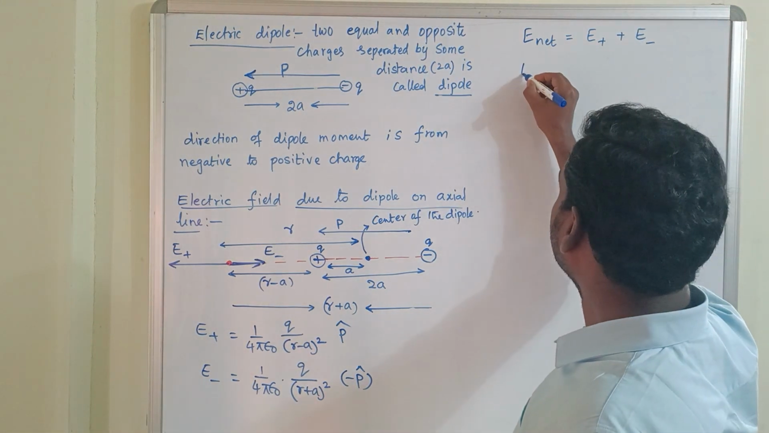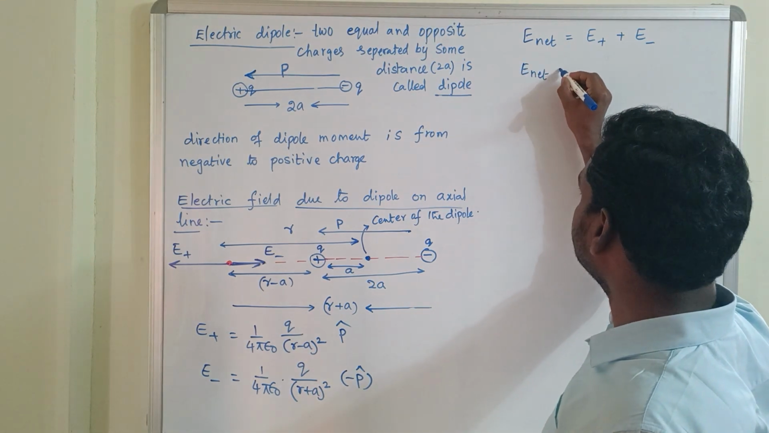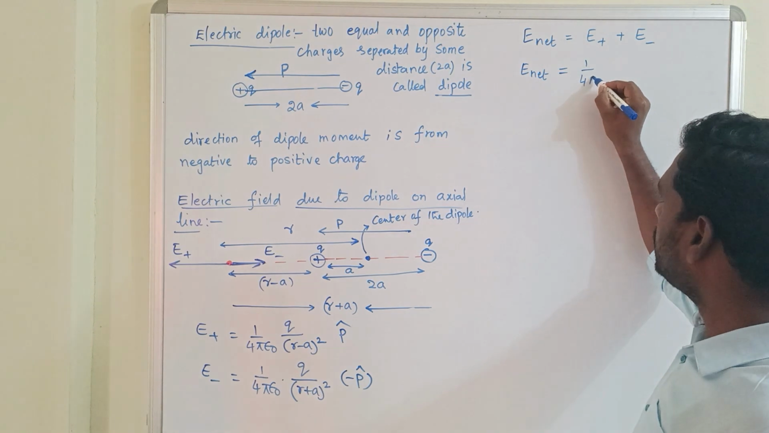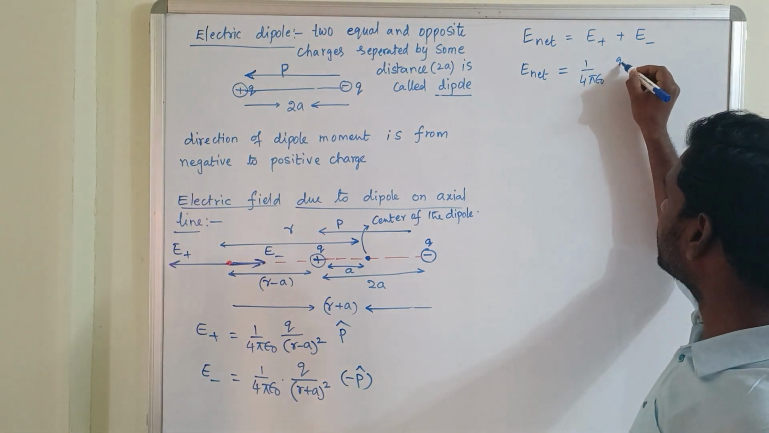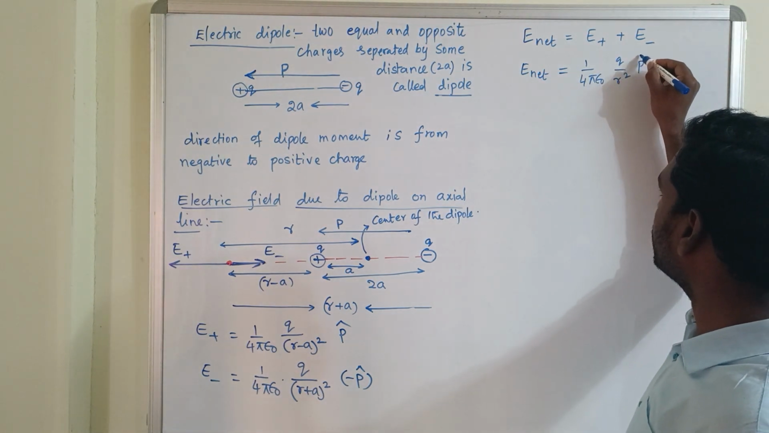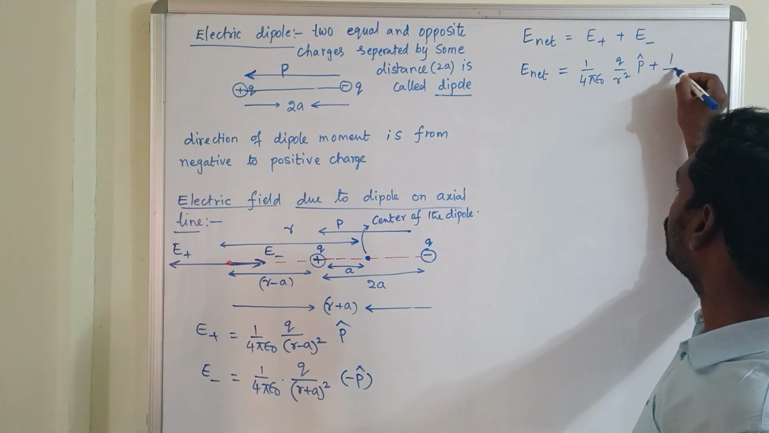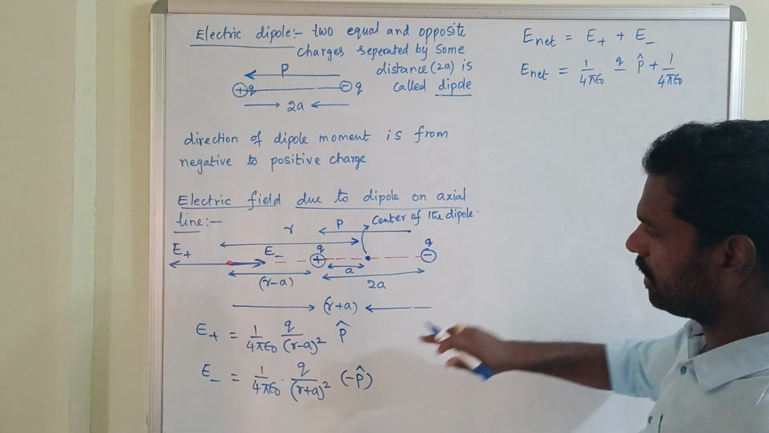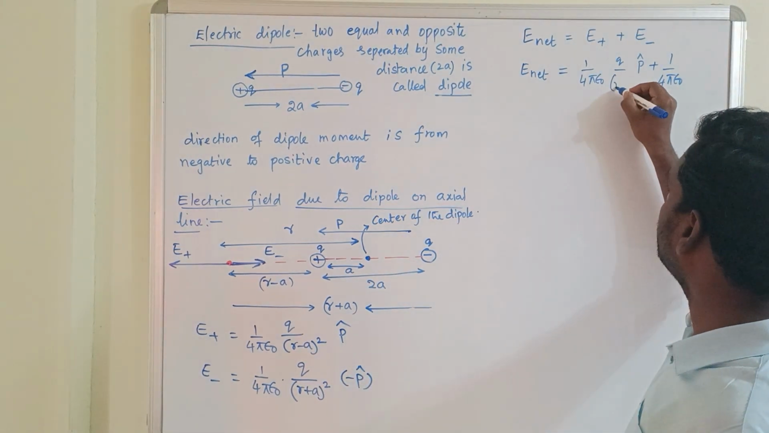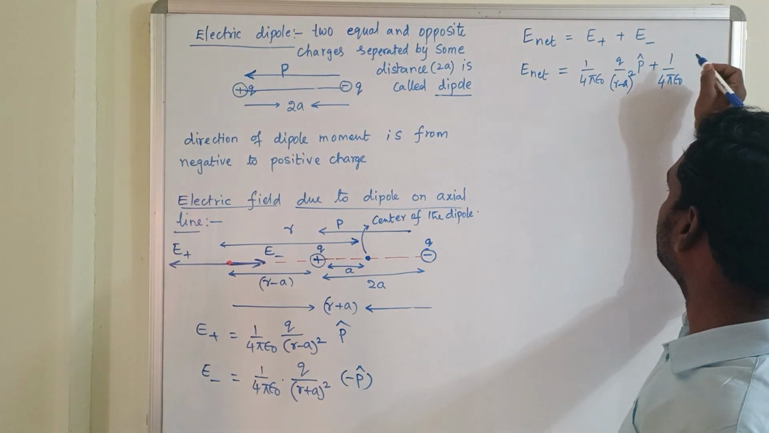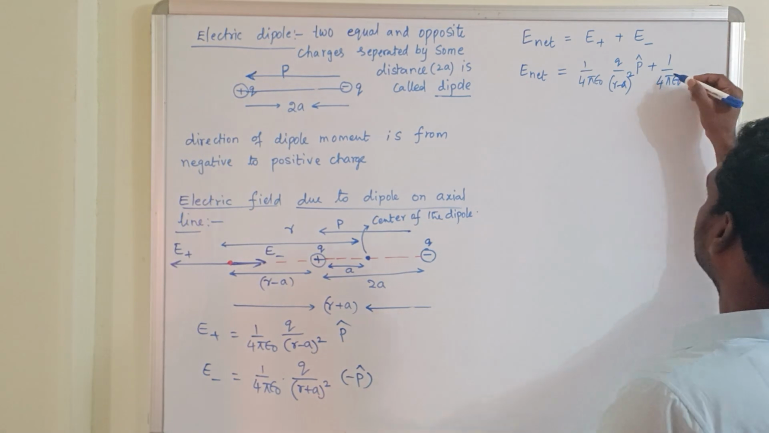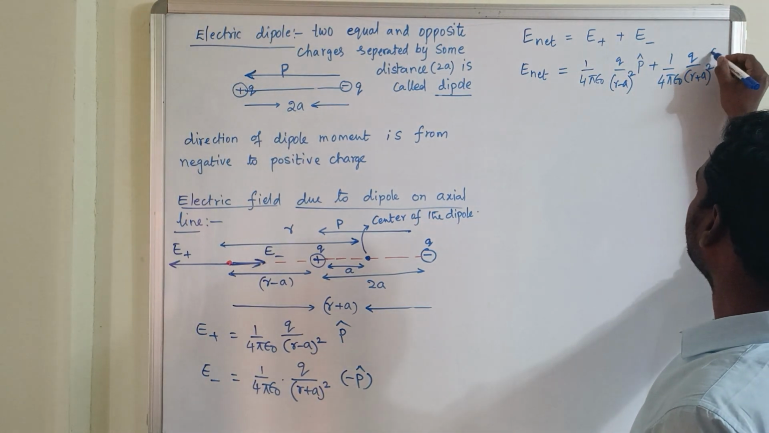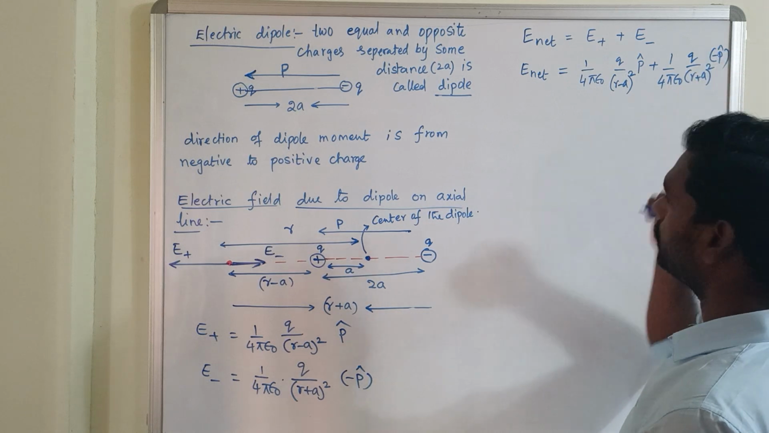Okay, so net electric field is equal to 1 by 4 pi epsilon naught q by r square into p cap plus 1 by 4 pi epsilon naught q divided by (r minus a) whole square, and 1 by 4 pi epsilon naught q divided by (r plus a) whole square into minus p cap.